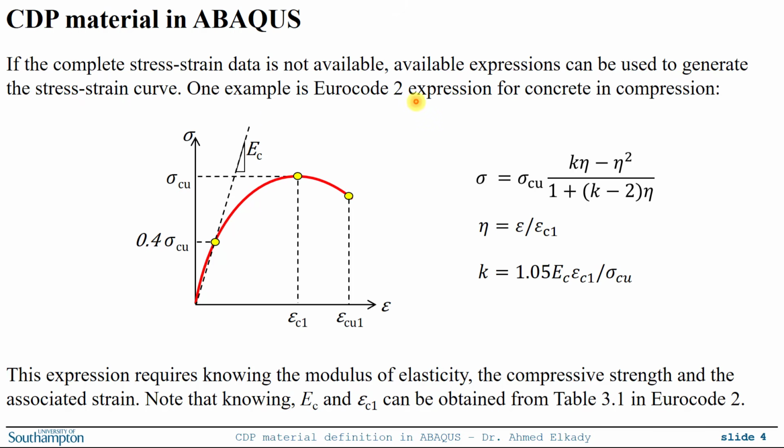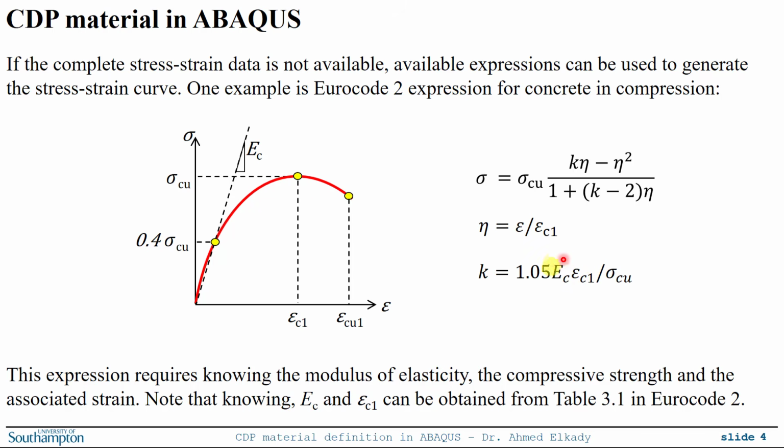Eurocode 2 provides an expression for concrete in compression, and this is how the curve will look using this expression. So this is the expression over here from Eurocode 2. Basically, in order to define the stress and strain relation, you need to know a couple of parameters. You need to know the modulus of elasticity of the concrete. You need to know the strain corresponding to the ultimate compressive strength. That's it.